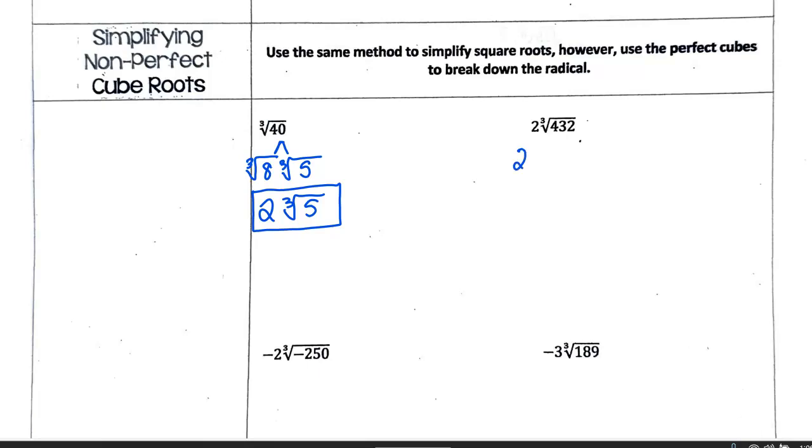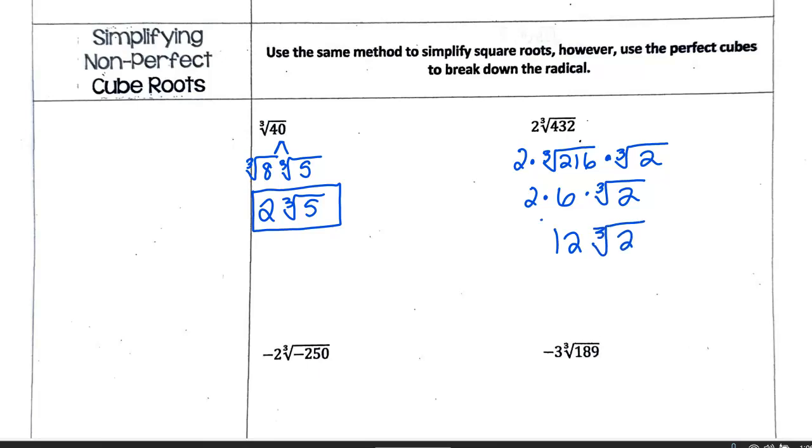So it's 2 and the cube root of 5. On this next one, whatever we take out, we're going to multiply times 2. The cube root of 432. 216 is a factor, so the cube root of 216 times 2, the cube root of 2. The cube root of 216 is, let's see, 6. So we have 2 times 6 times the cube root of 2. And that means our answer is 12 and the cube root of 2. Oof, tongue twister.